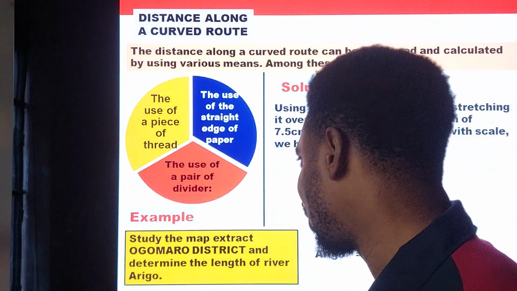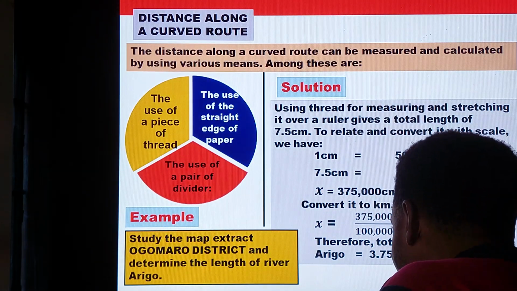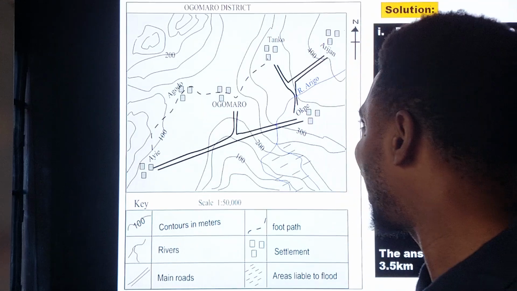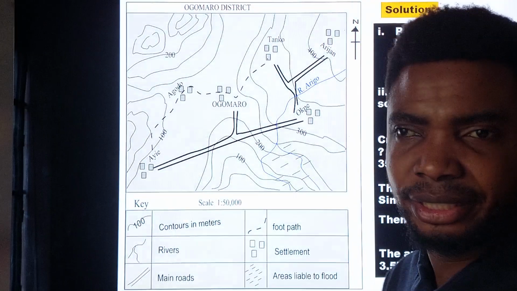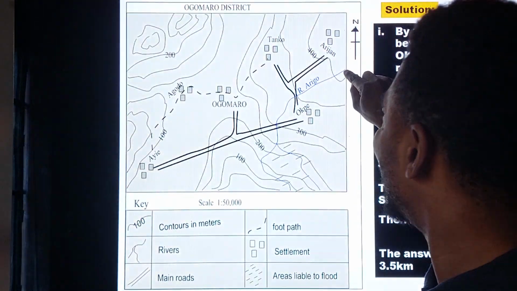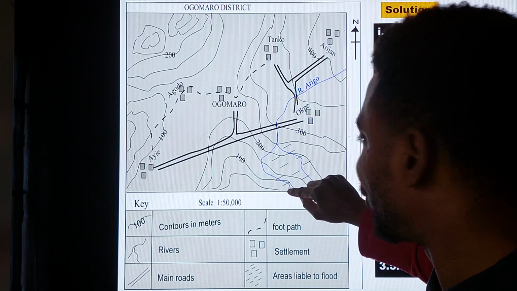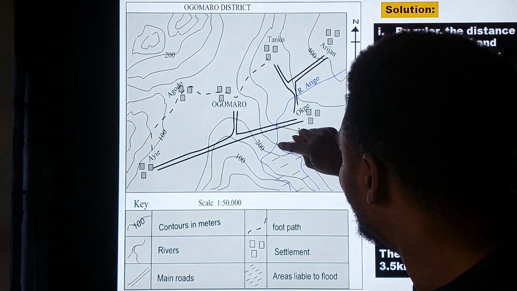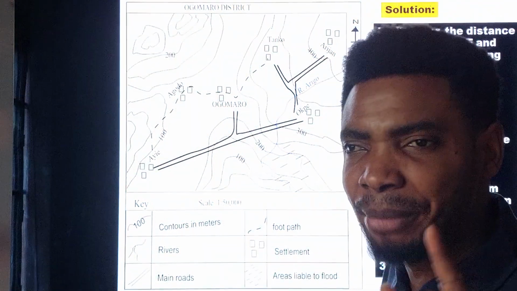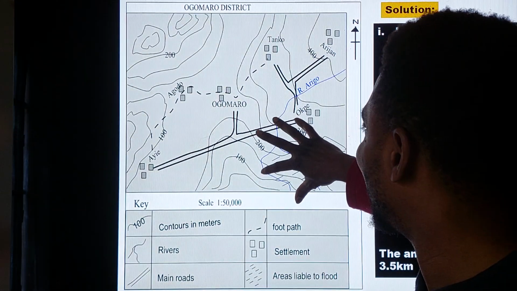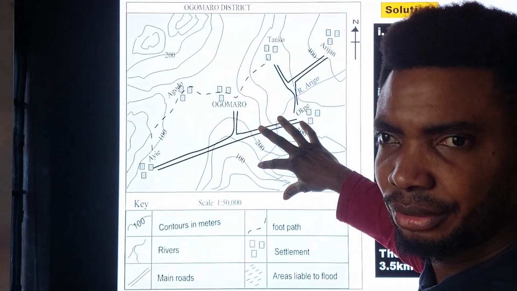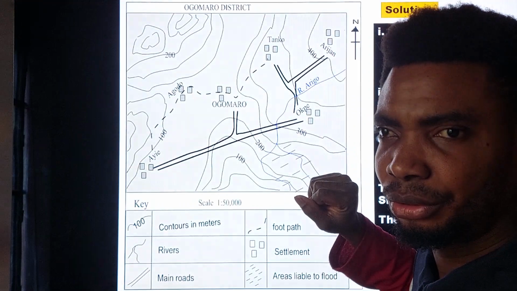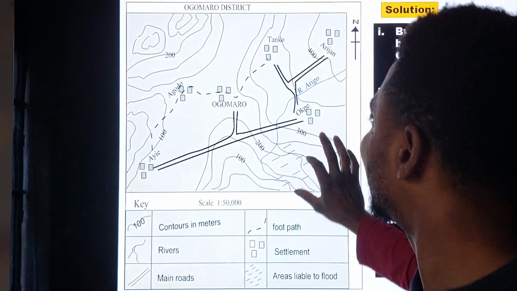Now let me explain something here. Look at this map. Look at Arigo River. Now, don't make a mistake to measure from here to here and also add it with from here to here. No, remember that this is a distributary. This is the distributary of River Arigo.